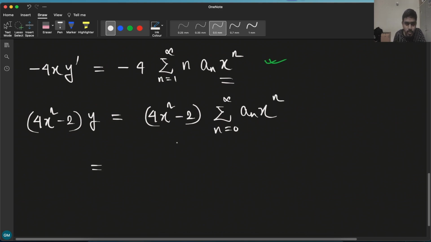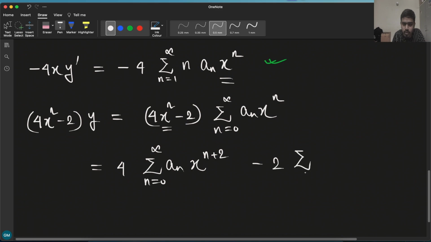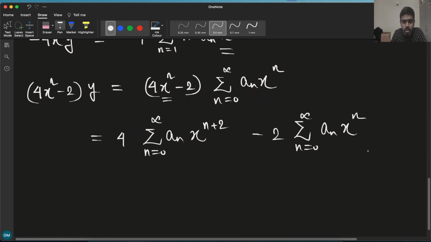Now we got two terms, so the first term will be 4 sum n equals 0 to infinity a_n x to the power n plus 2, because of this x square we have, and the second term is basically minus 2 sum over n equals 0 to infinity a_n x to the power n. Okay, so now this term is x to the power n, so we are not bothered about this term. So here we are already done.